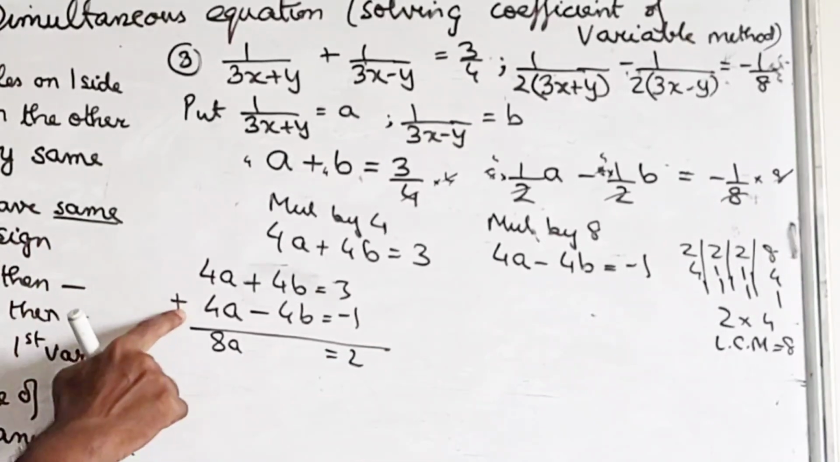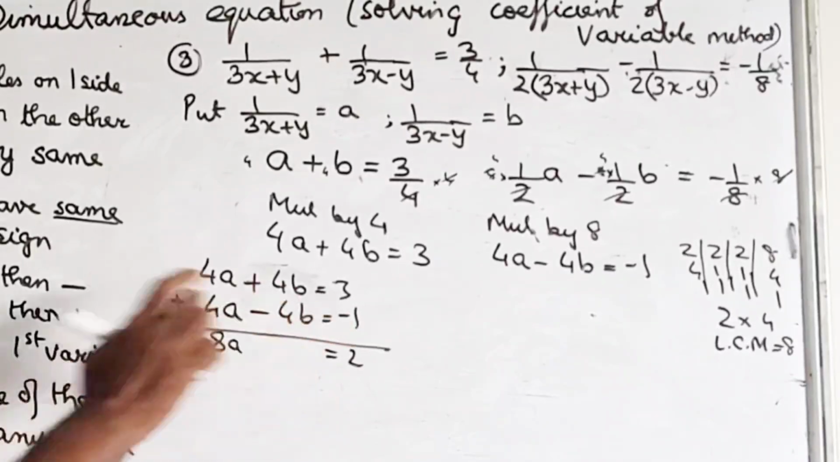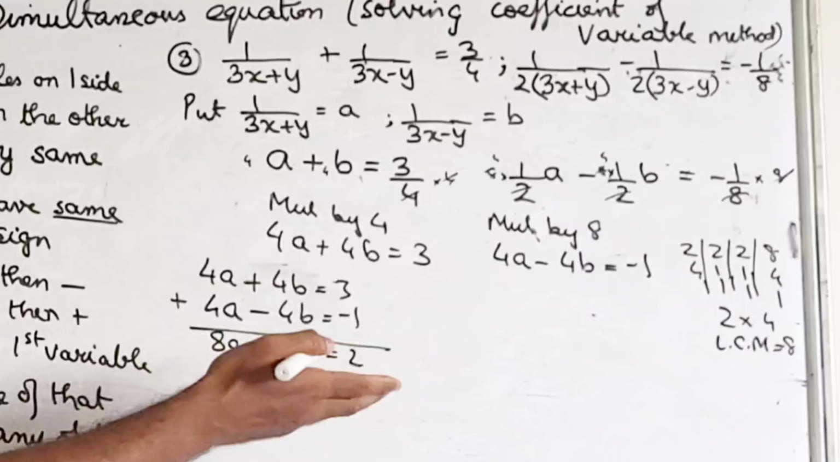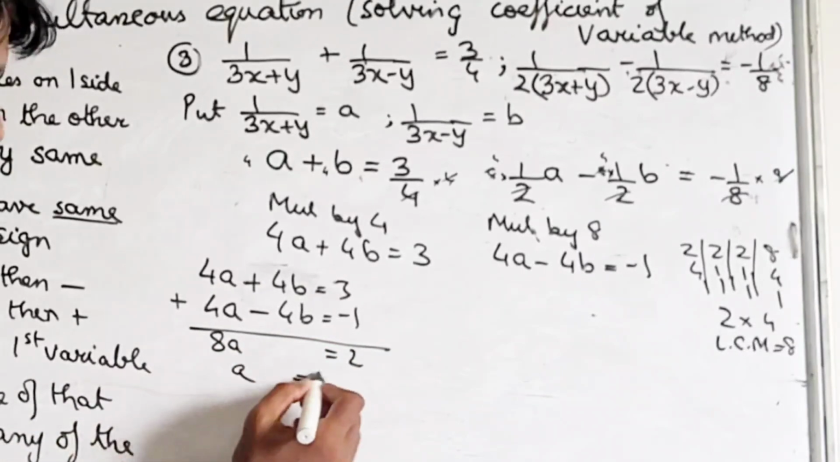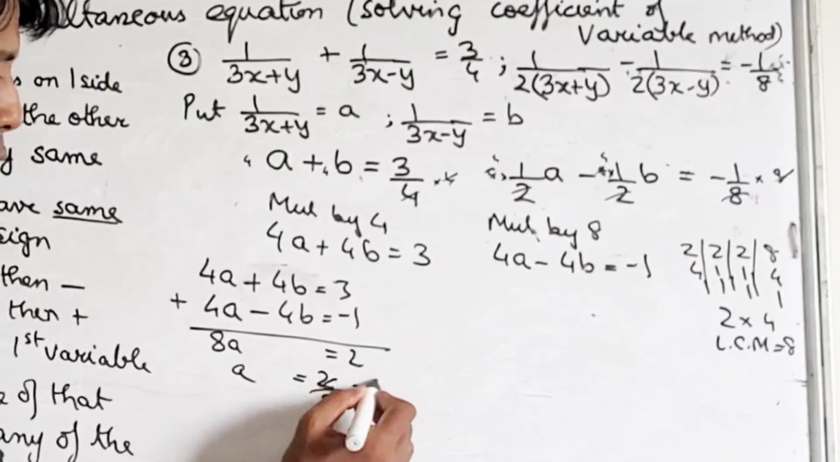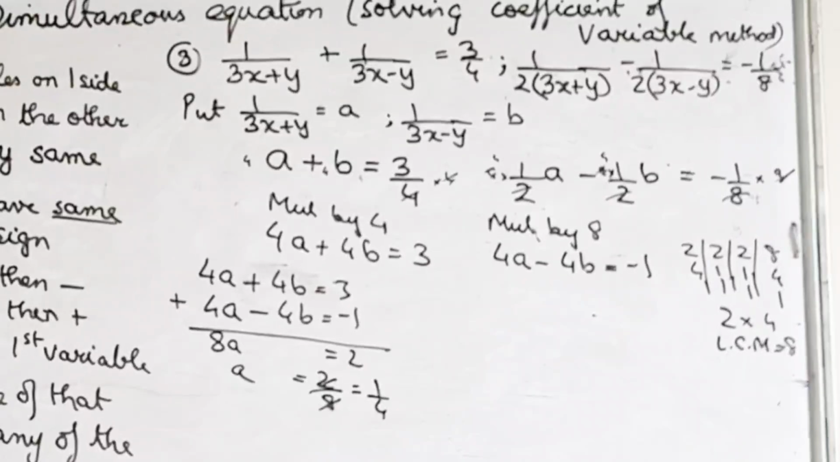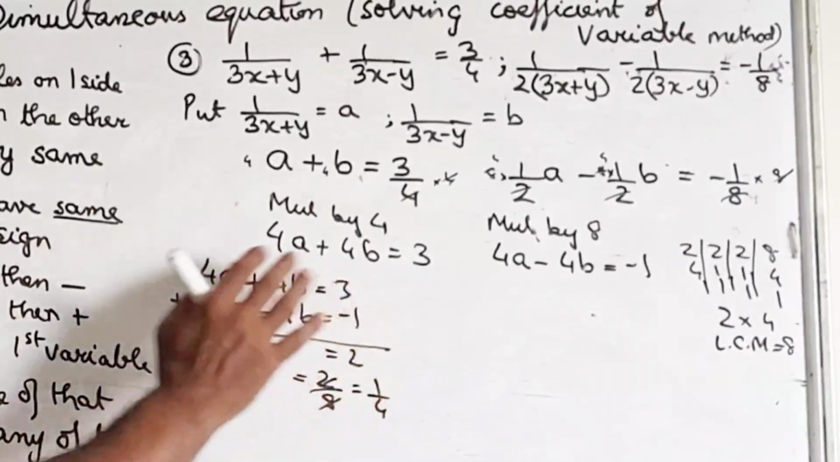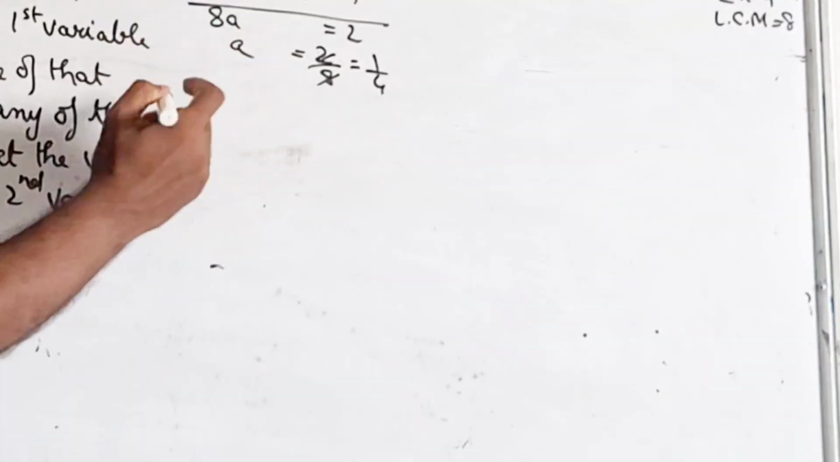Again, see, whenever there's a plus sign, I have not changed any signs. Only when there was a minus sign, I would have changed the signs of the terms below. So a is going to be equal to 2 upon 8, that is 1 upon 4. Once you get this, don't write 1 upon 4 as 4. 1 upon 4 and 4 are not the same thing. So keep it as it is.